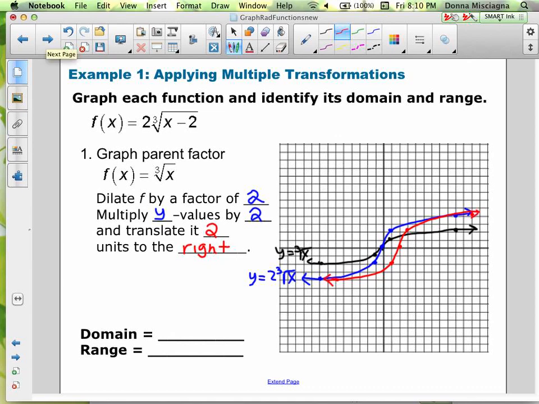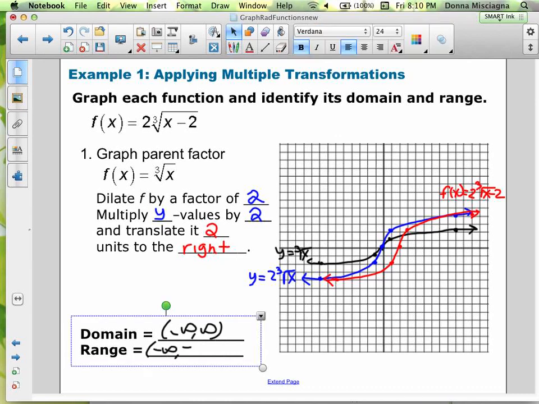And so the red graph is the graph that we want to graph: f of x equals 2 times the cube root of x minus 2. There's the graph with the dilation and the translation. No matter what is done to your cube root function, its domain and range is all real numbers. And we're done with this one.